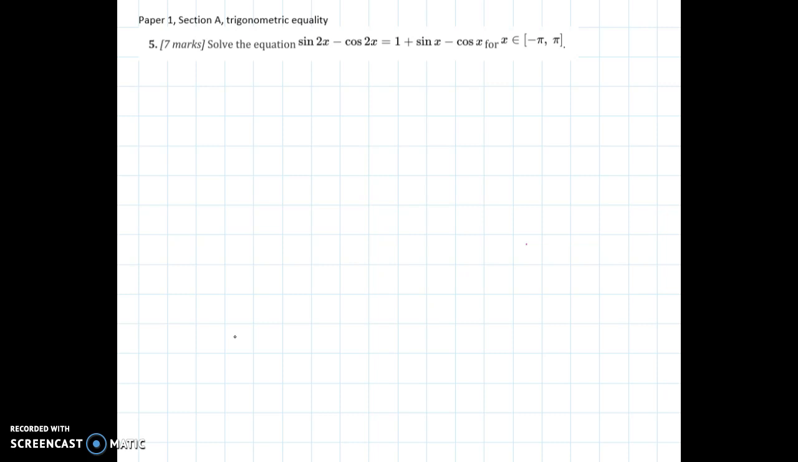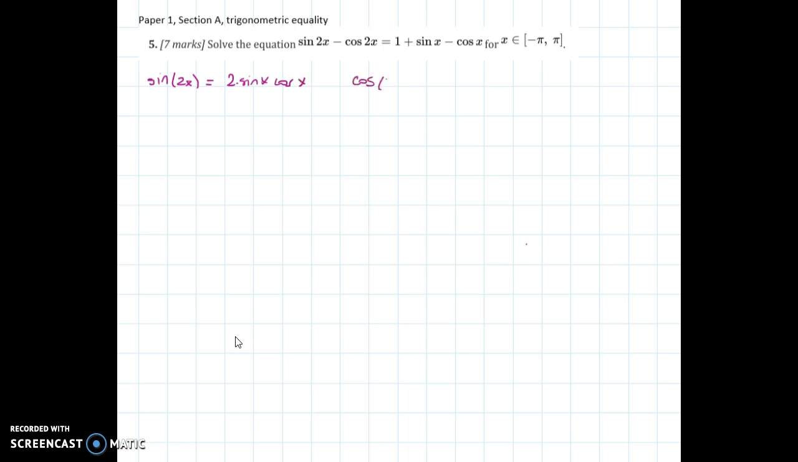There are many ways to solve this, but I think the first thing that you will notice is that on the left-hand side we have double angles, so it's going to be useful to use the double angle identities to write everything in terms of sine of x and cosine of x. So let me write over here, instead of sine of 2x, we can write 2 times sine of x cosine of x. This is in the formula booklet.